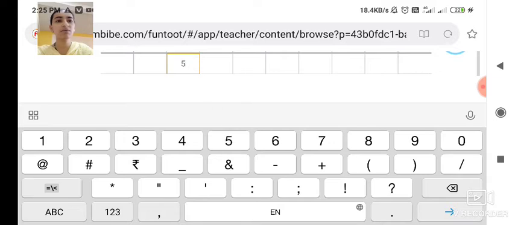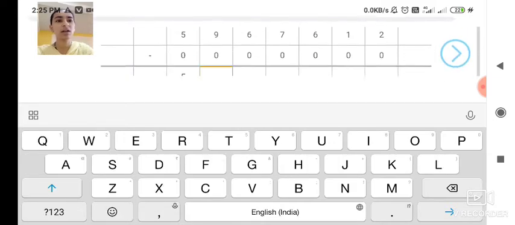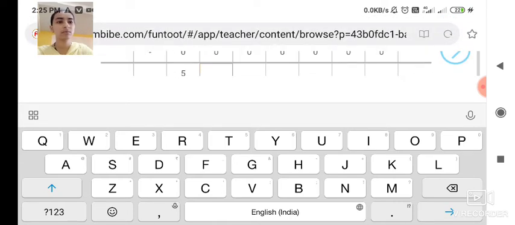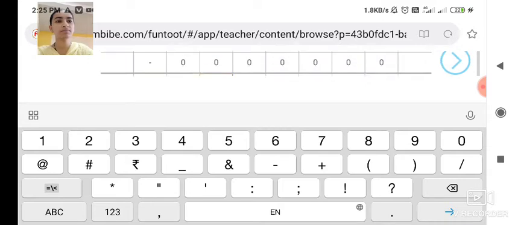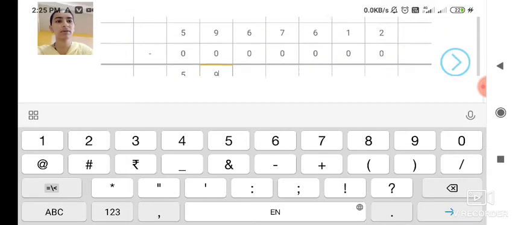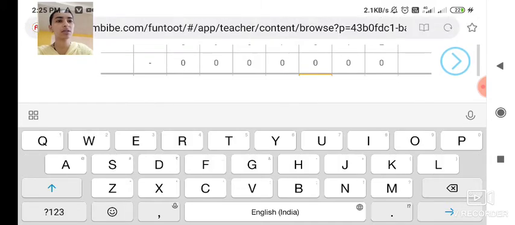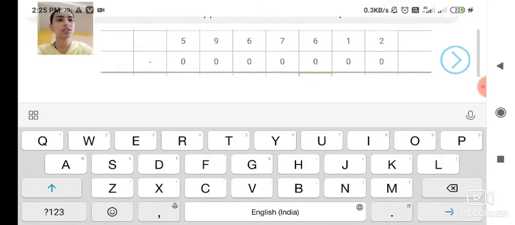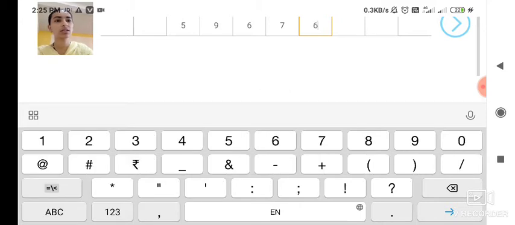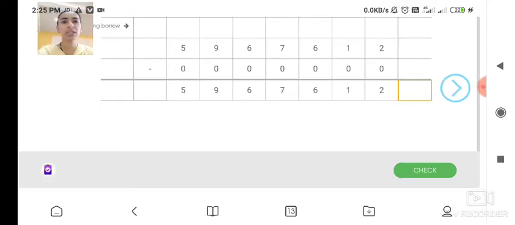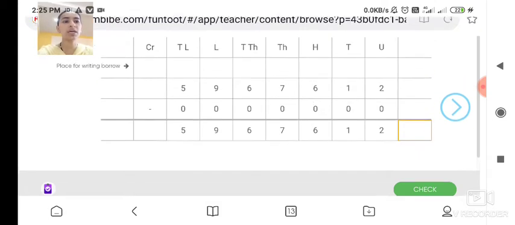So you have to write the number itself. That means 5, then the next number is 9. Write the next number 9. And then the third is 6, then 7, then the next number is again 6, 1, 2. Students, understand this? So subtraction will remain the number itself.